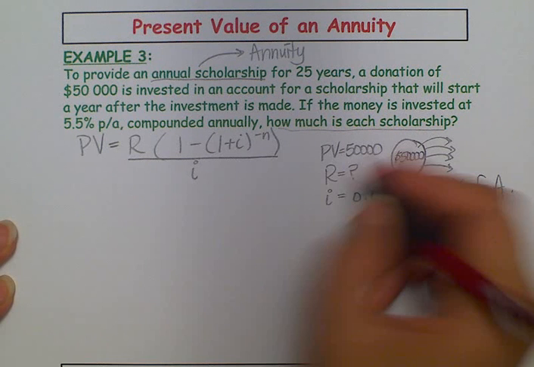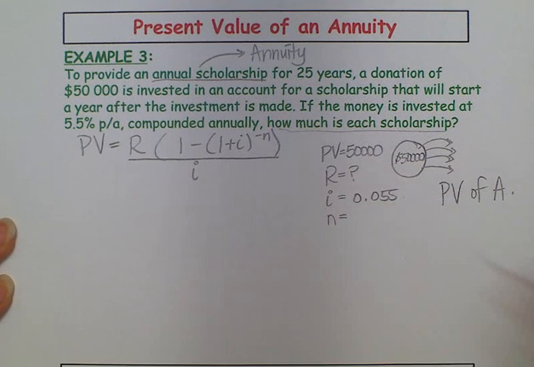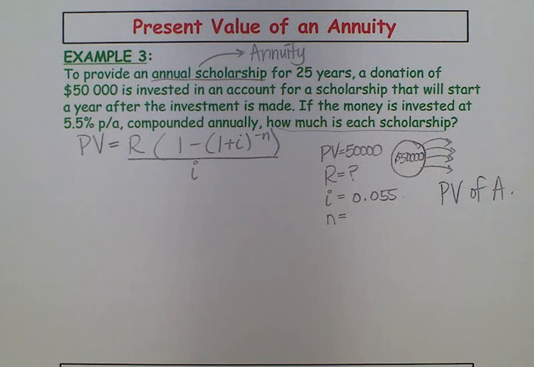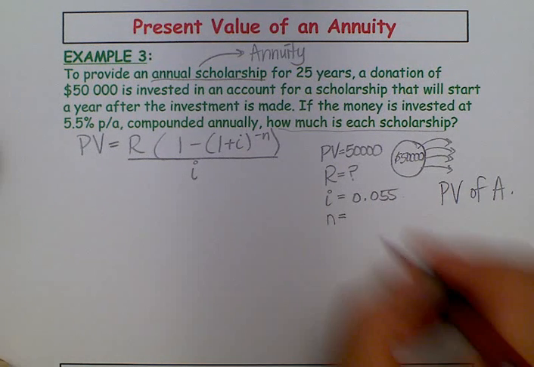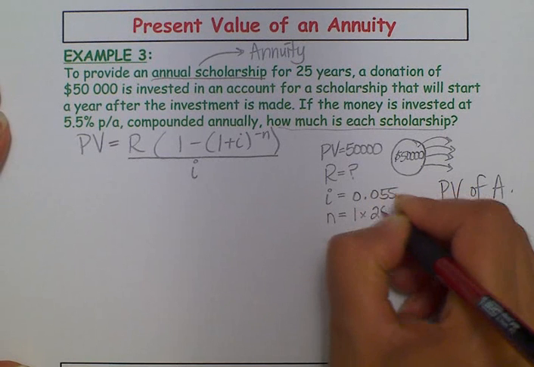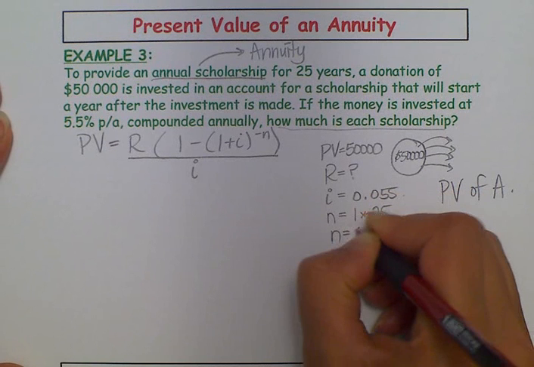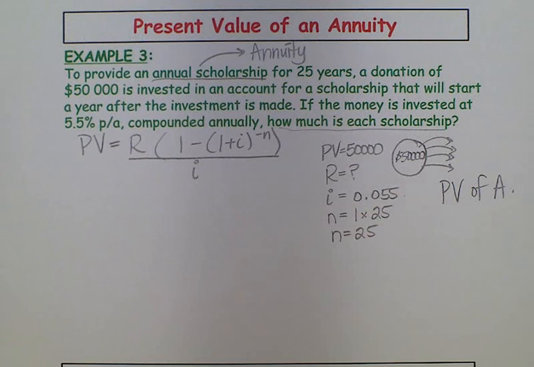Okay, number of payment periods, or the number of compounding periods. There is only one payment period in a year, so it's an annual scholarship, so that's once a year. And it's happening for 25 years. That means there are 25 compounding periods or payment periods.